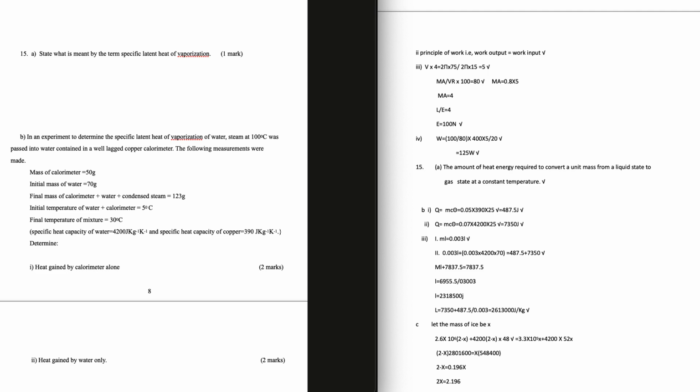Question 15A. State what is meant by the term specific latent heat of vaporization. The amount of heat energy required to convert a unit mass from a liquid state to gas state at a constant temperature.